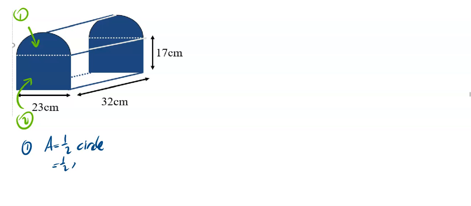So it's going to be a half times the formula for a circle, which is pi r squared. And for this particular semicircle, the radius is a half of 23. So it's going to be 11.5 squared. So if you do that out on your calculator, what I got was 207.7378. I've gone to more than 2 decimal places because I'm going to be using this as part of my answer.